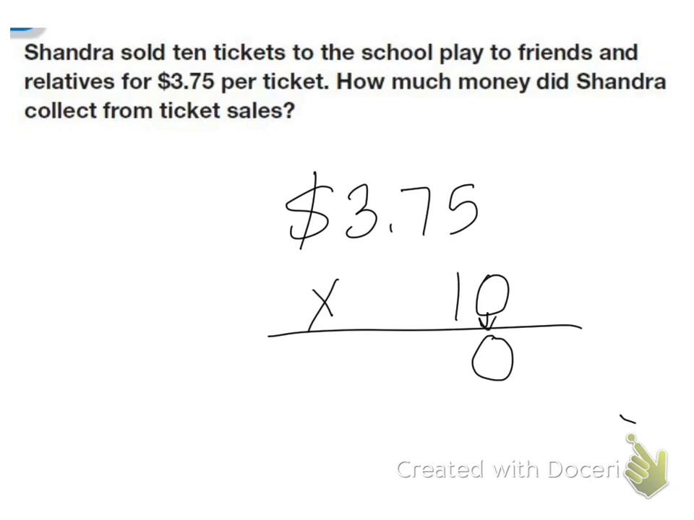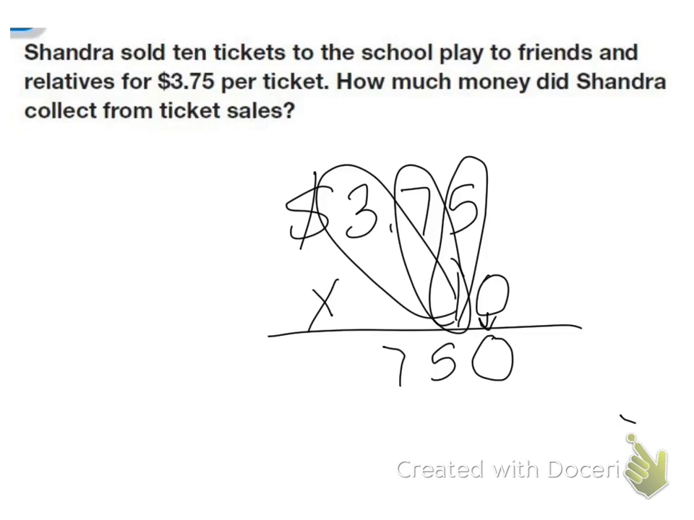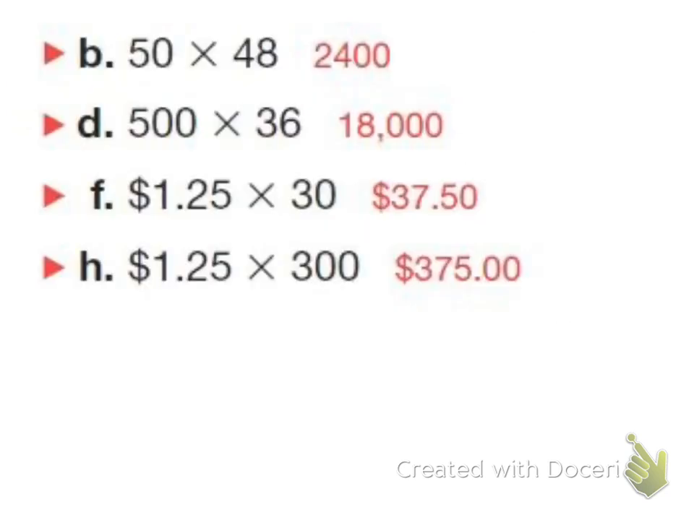Then I multiply. 1 times 5 is 5, 1 times 7 is 7, and 1 times 3 is 3. And then I need to put my decimal after the dollar sign, in my dollars column. So that goes right there. So I get $37.50.